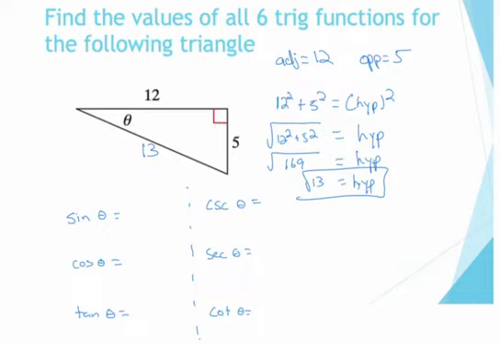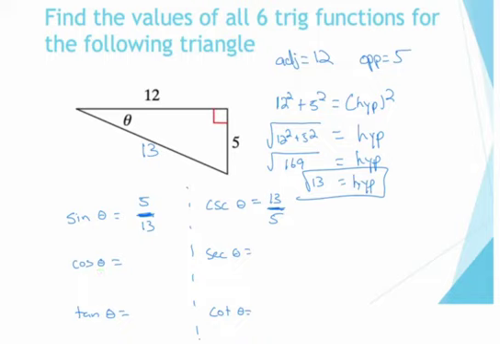So now we need to go through and set up our ratios. So I'm going to start out with sine. So sine is the opposite over the hypotenuse, so it's 5 over 13. Now I'm going to immediately switch over here and do cosecant. So that's the reciprocal of 5 over 13, and it's going to be 13 over 5. So I've already done 2, and I'm on my way to being finished.